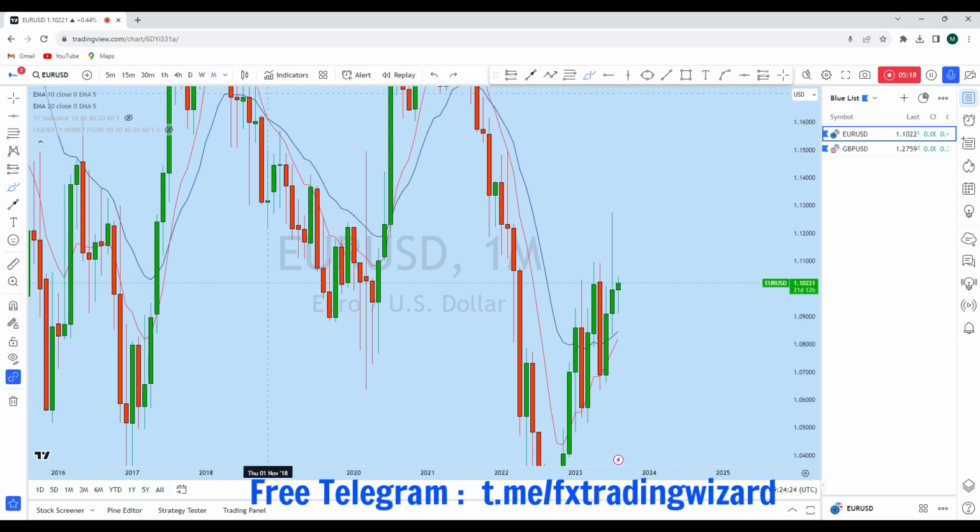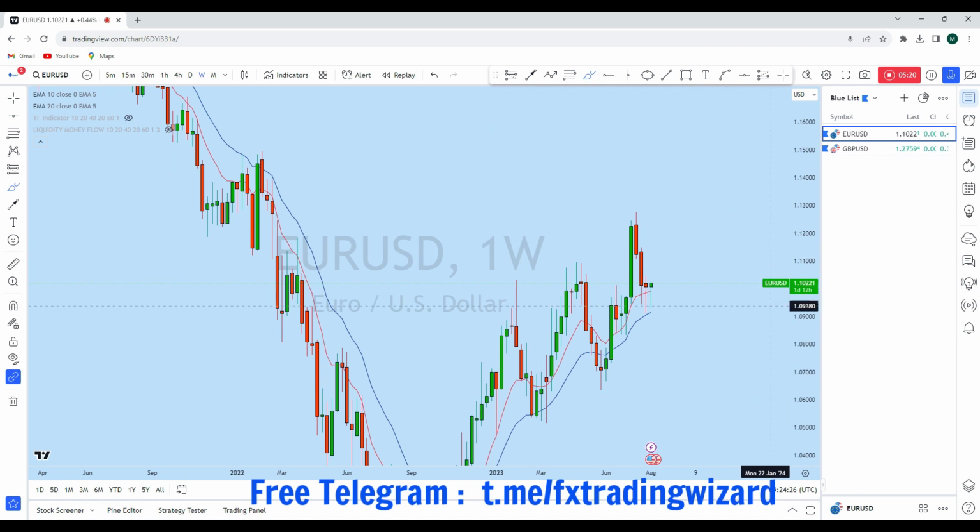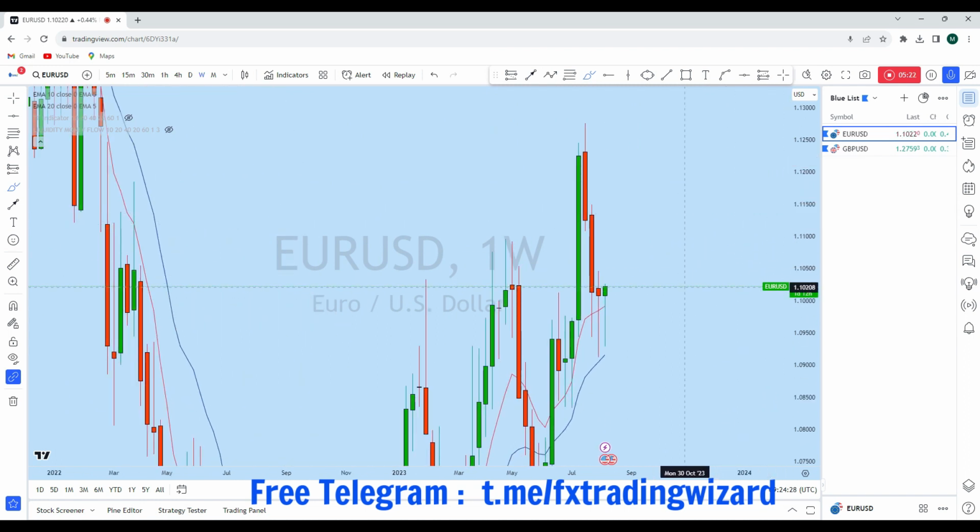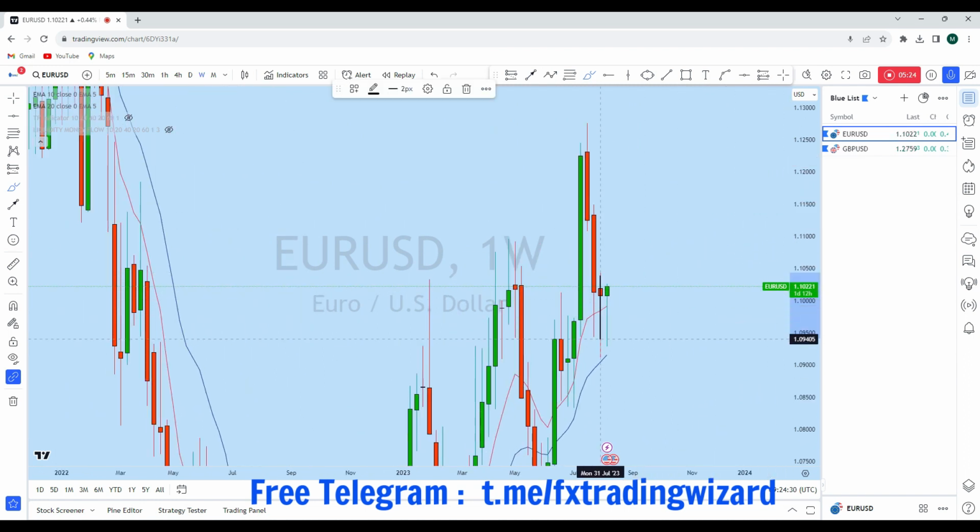Now, if we look at the weekly time frame, we can see that from the weekly perspective, euro dollar also formed a doji in the previous week after a strong weekly move. Now the price has again gone back to the resistance zone. We can expect a rejection now. What I think is that euro dollar this week might create a new lower low. So there is a probability for euro dollar also to remain bearish.